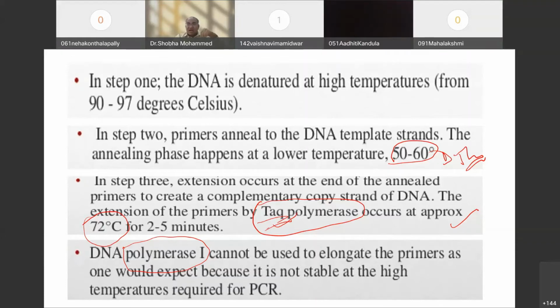So in molecular biology and physiology, when this technique is being asked, if the examiner asks you why I'm not using DNA polymerase 1, the answer is that it becomes inactive at higher temperatures. But the Taq polymerase is active at 72 degrees of temperature also, which helps in the synthesis of the DNA strands. This is the answer we have to provide here.